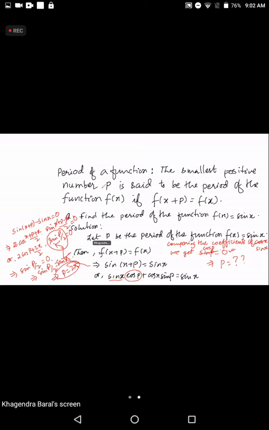Simply we use the condition f of x plus p is equal to f of x to find the period of the function. Okay, f of x plus p is equal to f of x. We use this condition to find the period of the function. And remember that p cannot be taken as zero. P should be a least positive number. By taking this condition f of x plus p is equal to f of x, you can find the period of the given trigonometric function.